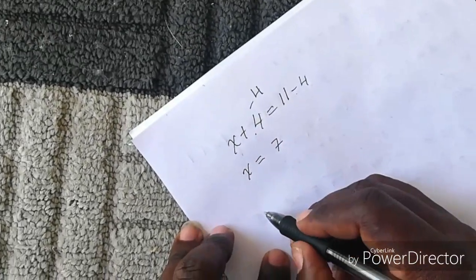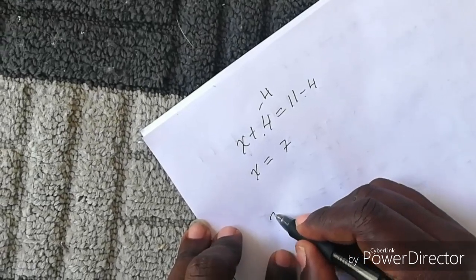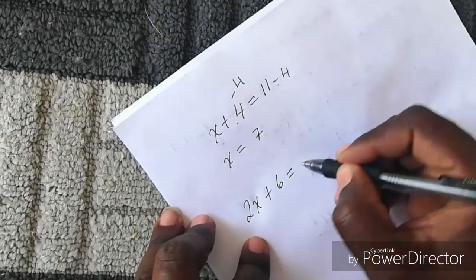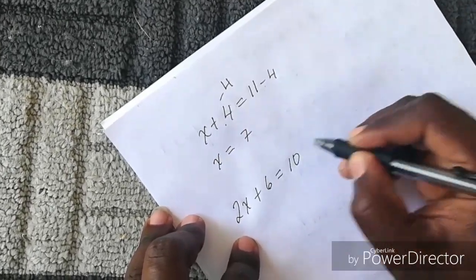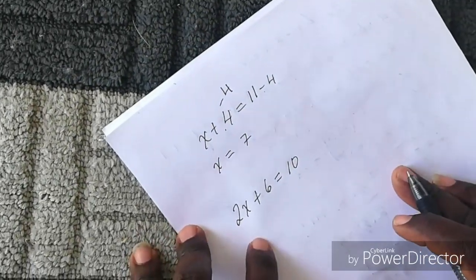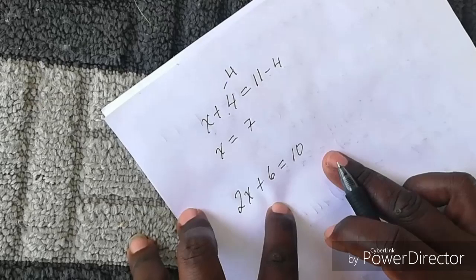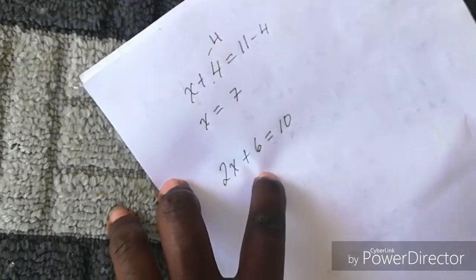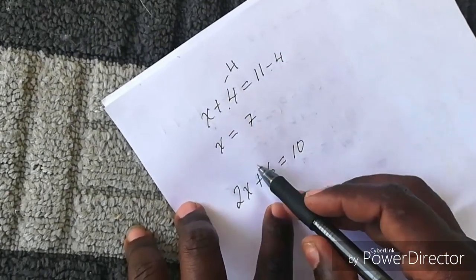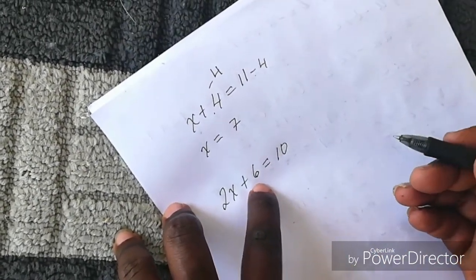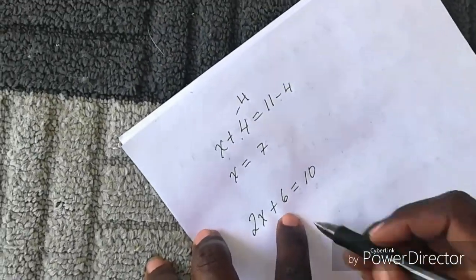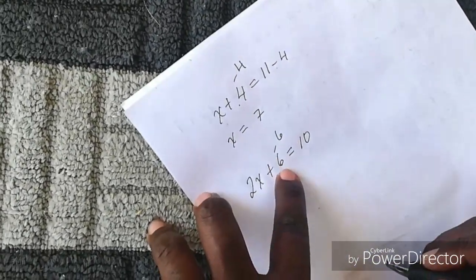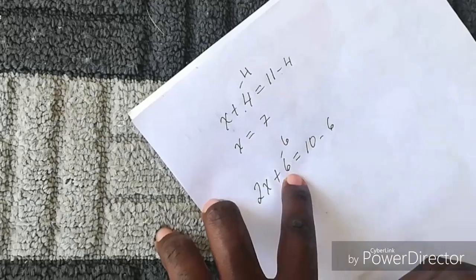Let's say we had now 2x plus 4 plus 6 equals 10. So what we want to do is to put like terms on either side. So we need to remove this 6 by using the balancing method, or we're going to say we're going to transpose it over. So to get rid of this 6, we're going to minus 6. And because we minus 6 here, we minus 6 here.